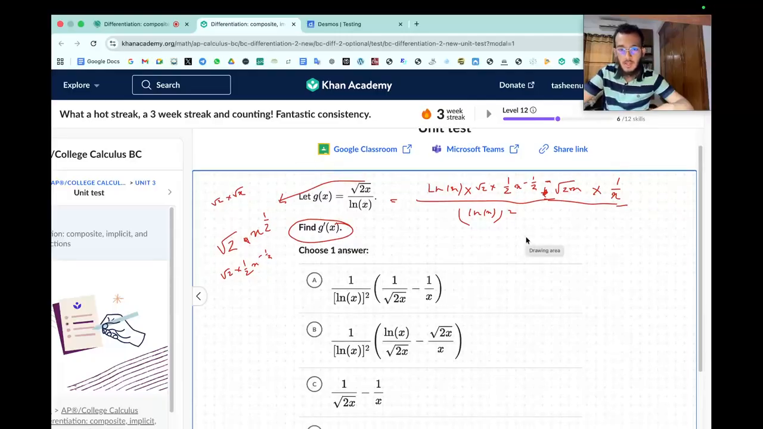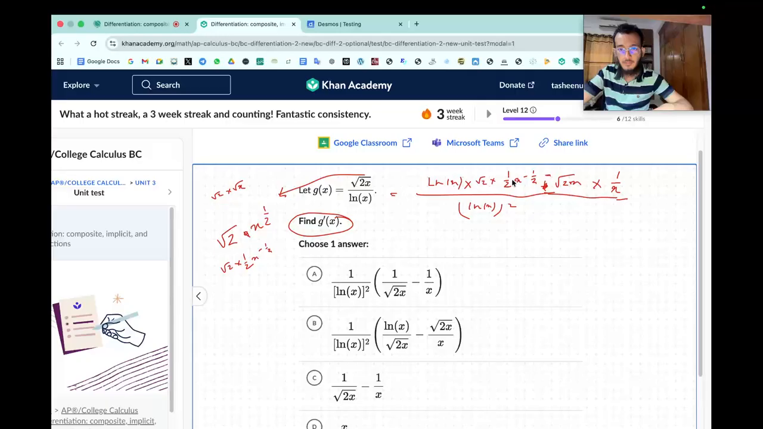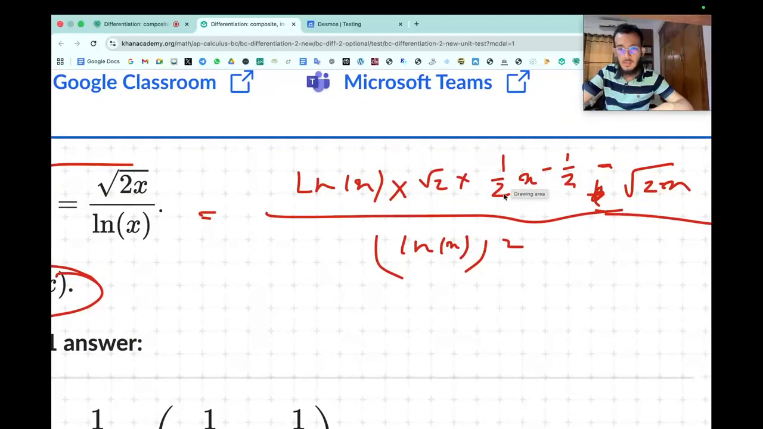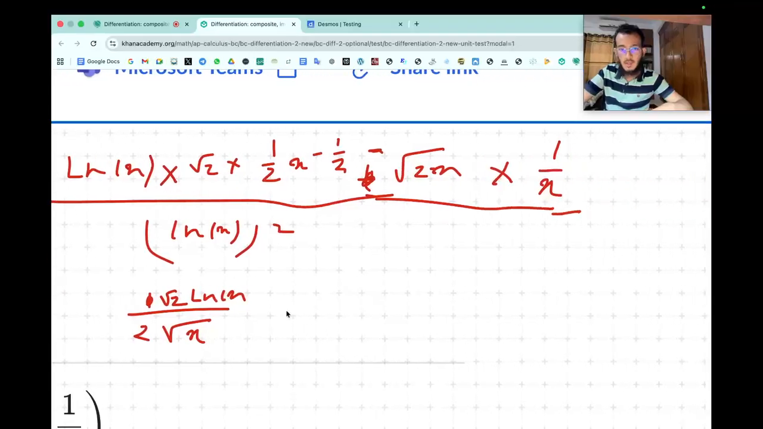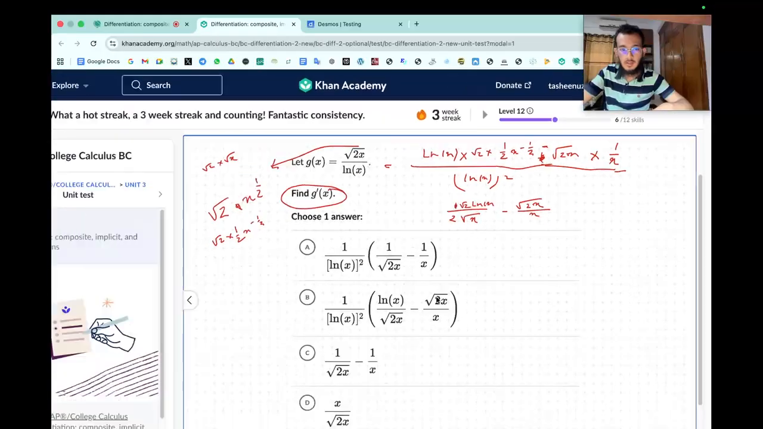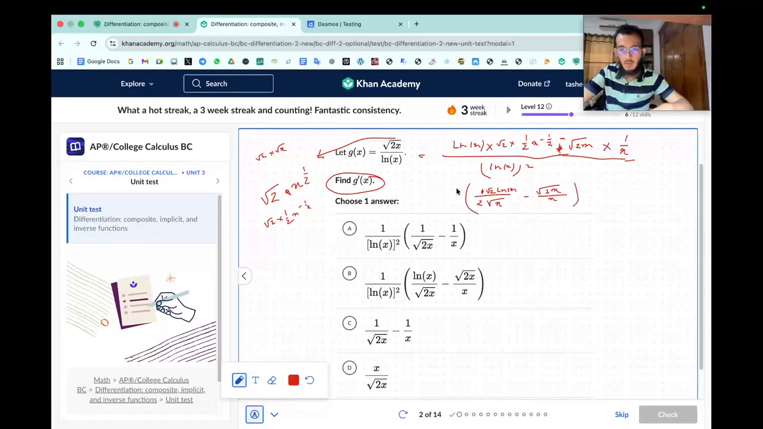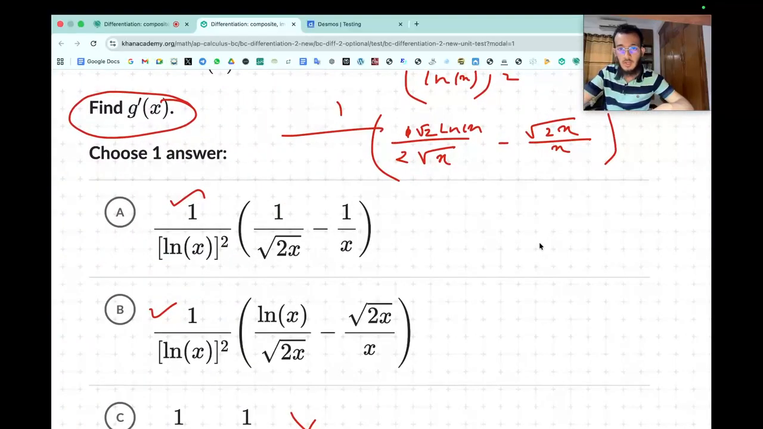Now with that being said, this thing can be written as half root x, and above we have root 2 ln x, negative root 2x by x. This thing is correct, so C and D are incorrect.